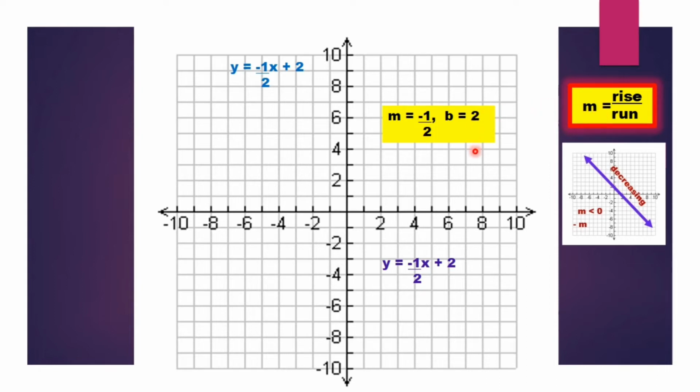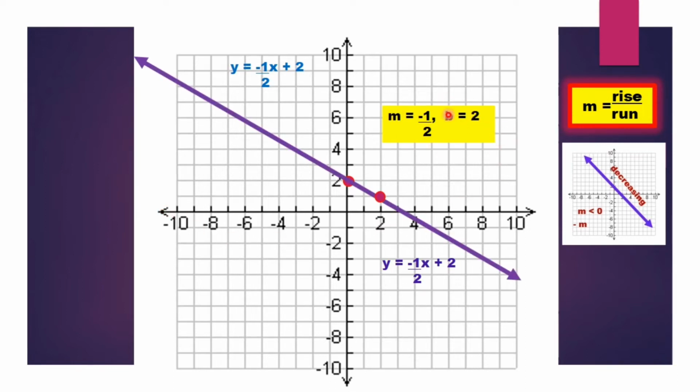So, let's plot the slope and the y-intercept. First, locate the y-intercept, positive 2. 1, 2. So, yan ang y-intercept mo. 0, 2, coordinate niya. Then, let's plot the slope, negative 1 half. Rise, negative 1, run 2. 1, 1, 2. So, ito yung next point mo. And draw the line.